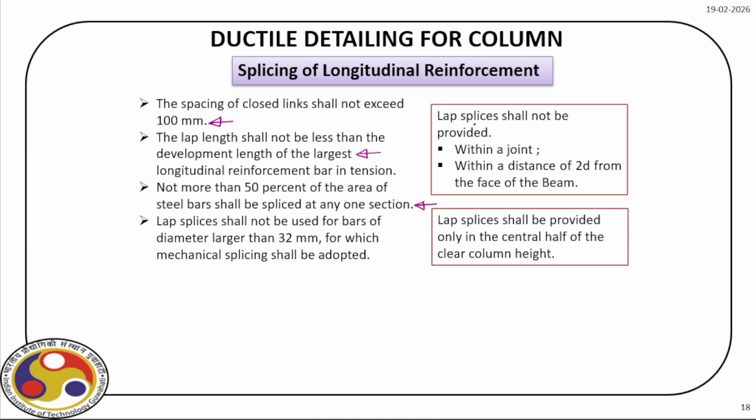Okay. Then lap splices shall not be provided within a joint and within a distance 2D from the face of the beam. Right. So while detailing, these are the extra guidelines that we have to keep in mind. And lap splices shall be provided only in the central half of the clear column height. So this is important. This is the location, that is the central half of the column, where we should provide lap splices, right?